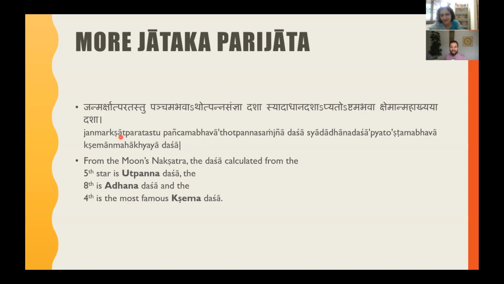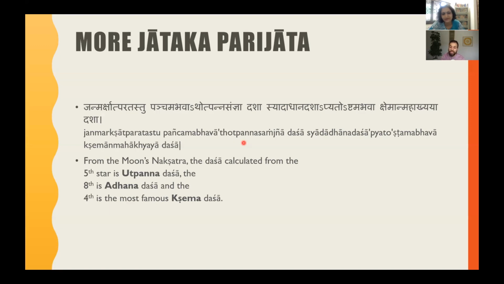This is such a deep shloka that is meant to help people think that there's a whole different way of reading charts based on a 27 house system. And this Panchama Bhava, he says, Ata Utpana Sangya. So in that fifth nakshatra from the moon, there is an Utpana Dasha starting from there.